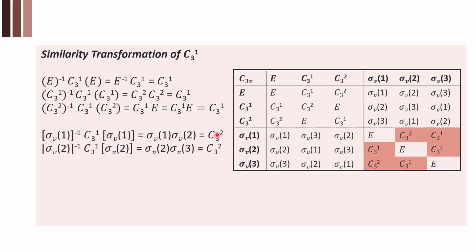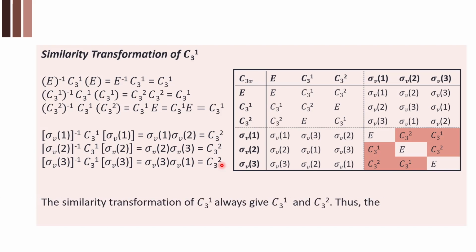Now if we talk about sigma V2, the reciprocal of sigma V2 would be sigma V2 itself, and sigma V2 into C3^1 is going to yield sigma V3, and sigma V3 into sigma V2 gives you the product C3^2. So again the result is the same. Likewise for the third element also the result would be the same, C3^2. So what have we observed? The similarity transformation of C3^1 always gives C3^1 and C3^2. Thus, the operations C3^1 and C3^2 belong to one class of the group C3V.